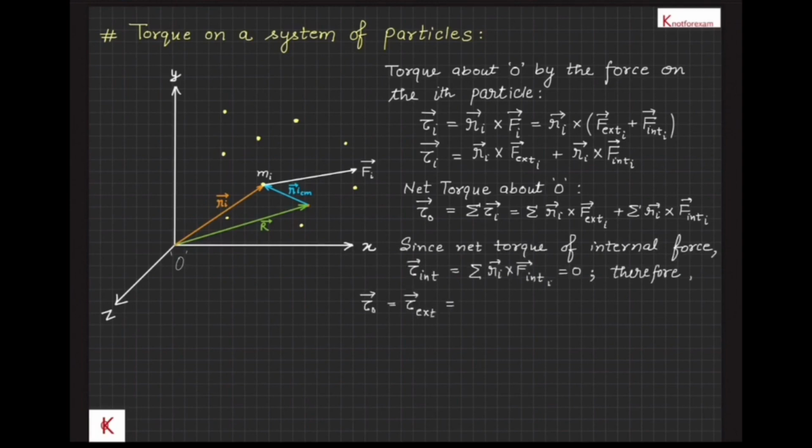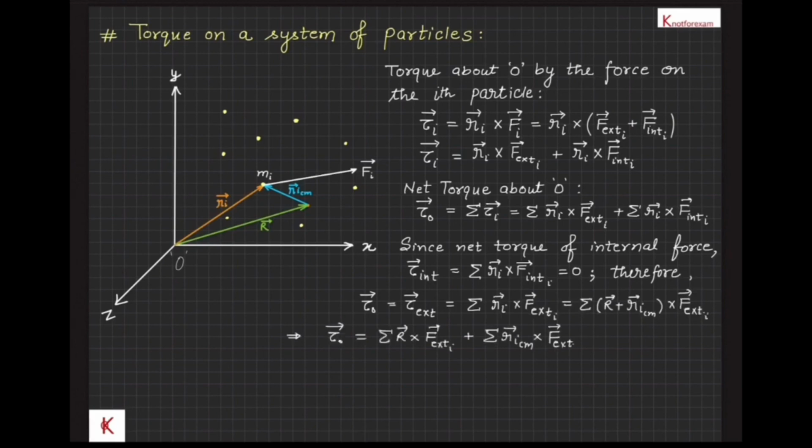Also, Ri vector is equal to R vector plus RiCm vector. Therefore, tau vector is sigma of R vector plus RiCm vector cross F external i vector, that is equal to sigma R vector cross F external i vector plus sigma RiCm vector cross F external i vector. Here the first term will be R vector cross F external vector, and the second term is the net torque of external forces about center of mass. Therefore, tau vector is R vector cross F external vector plus tau Cm vector.